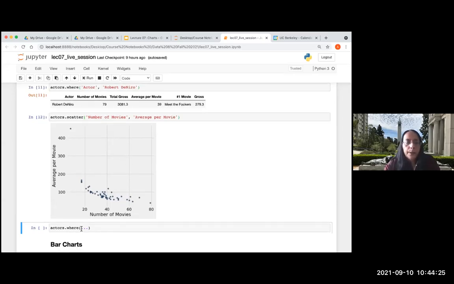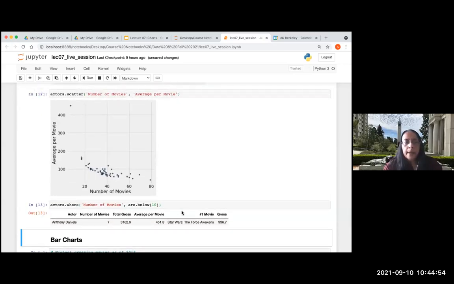And so what is interesting about this? Well, there are two things interesting. They have a very low number of movies. So how about, number of movies below 10, will that get them? It'll get them. Okay, shall we see who it is? Let's see who it is. It is, dun-ta-da, Anthony Daniels.